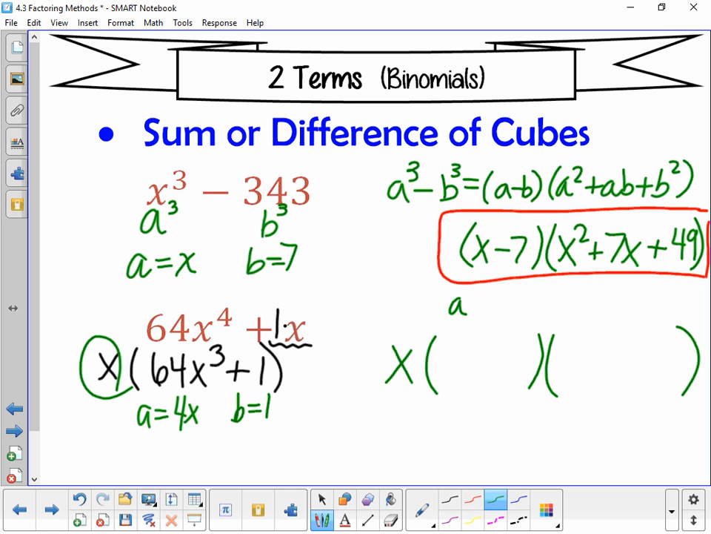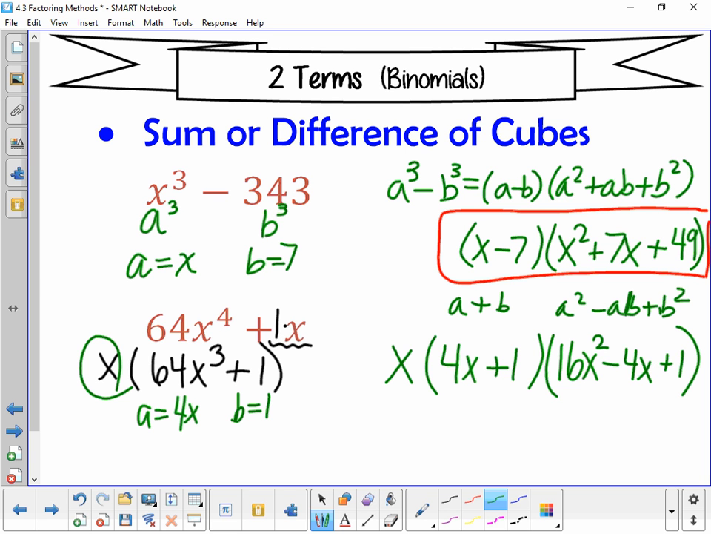Our pattern is a plus b, a squared minus ab plus b squared. So we have 4x plus 1. Now we need to square the 4x. Don't forget, square the 4 and the x. Subtract a times b. A times b in this case is 4x times 1, which is 4x. And then our last term is b to the second power, which is just 1.